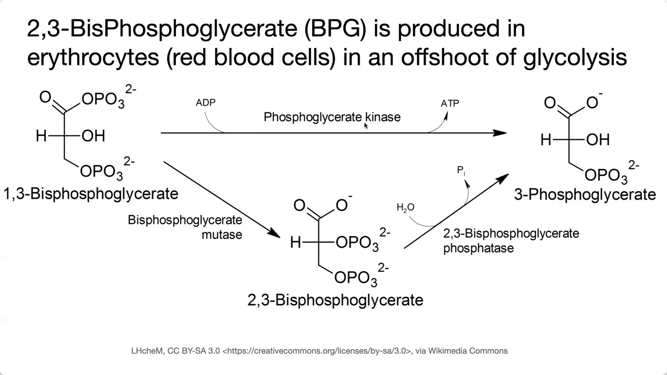However, you can see that instead of generating ATP by doing that substrate level phosphorylation, where you're just transferring the phosphate group from 1,3-BPG to ADP, here you're going to use a phosphatase to basically just hydrolyze the phosphate group off. You're losing the opportunity to make ATP. However, you are going to be gaining the ability to regulate your hemoglobin.